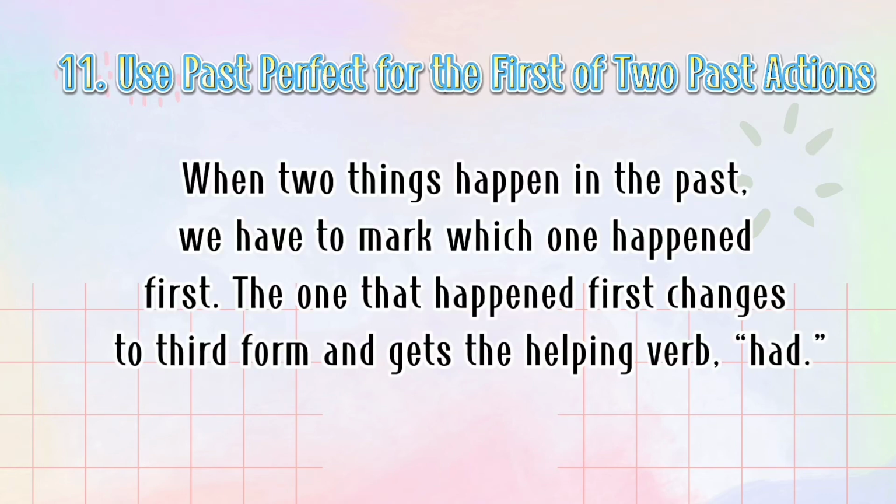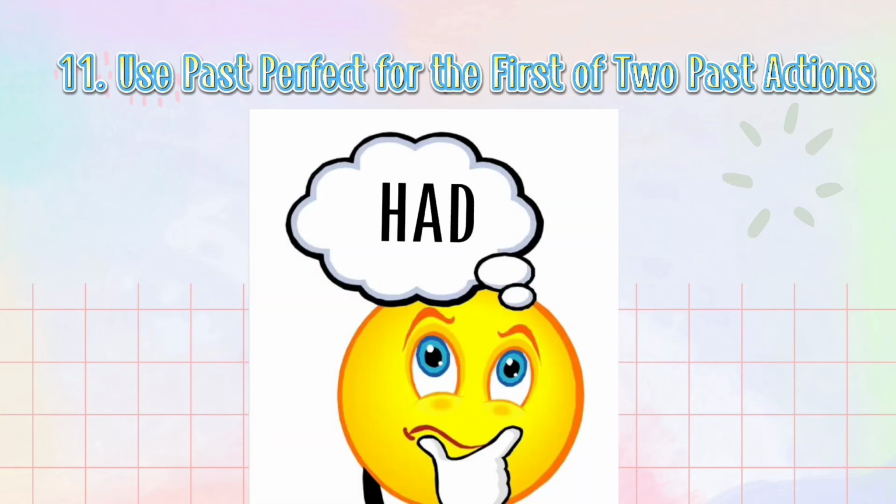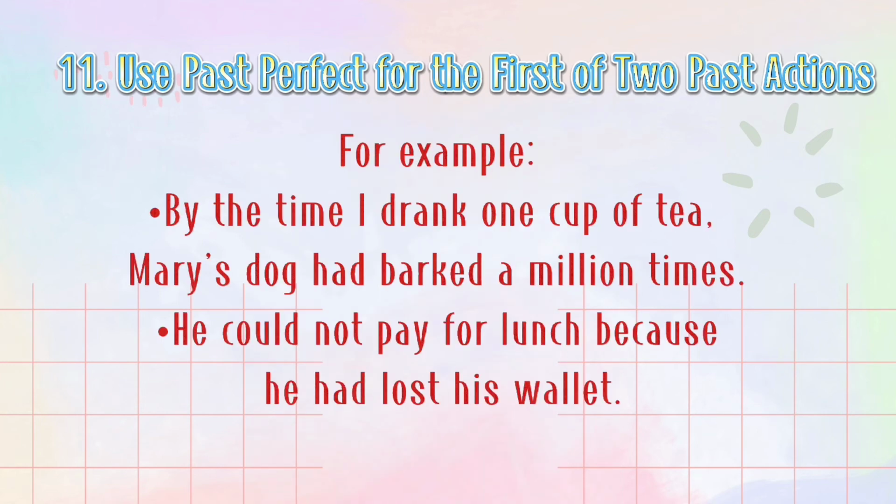When two things happen in the past, we have to mark which one happened first. The one that happened first changes to third form and gets the helping verb, had. Always remember the word had. For example, by the time I drank 1 cup of tea, Mary's dog had barked 1,000,000 times. Another example, he could not pay for lunch because he had lost his wallet.